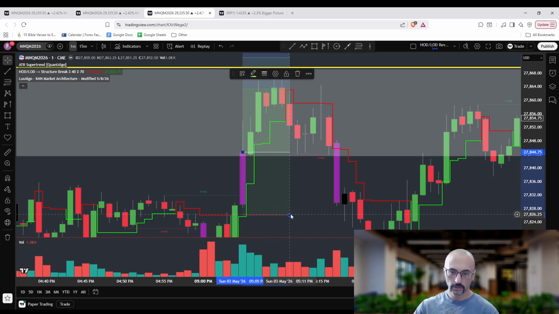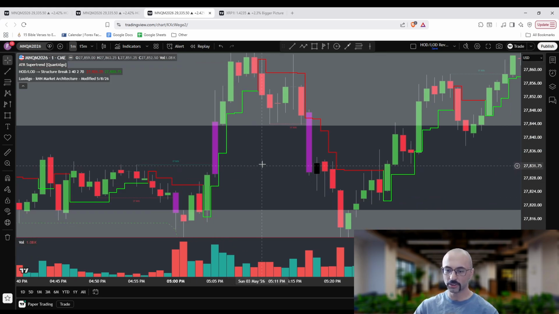Maybe this would have worked. It would have hit 1R, which is break even for me. But again, that's not even the point. We're not taking that trade.